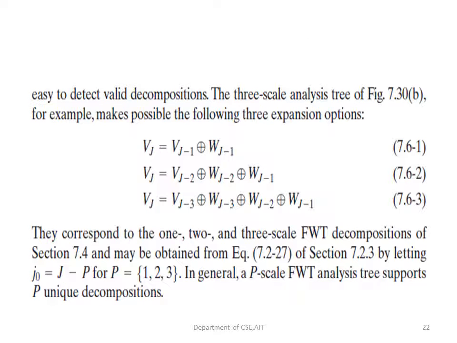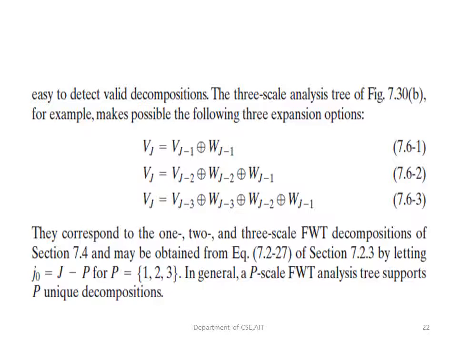The analysis trees detect the valid decompositions very easily. The 3-scale analysis tree in figure B makes possible the following 3 expansion options. V of j is equal to V of j minus 1 combined with another set W of j minus 1, whereas we can expand V of j minus 1 as V of j minus 2 and W of j minus 2, and this can continue.